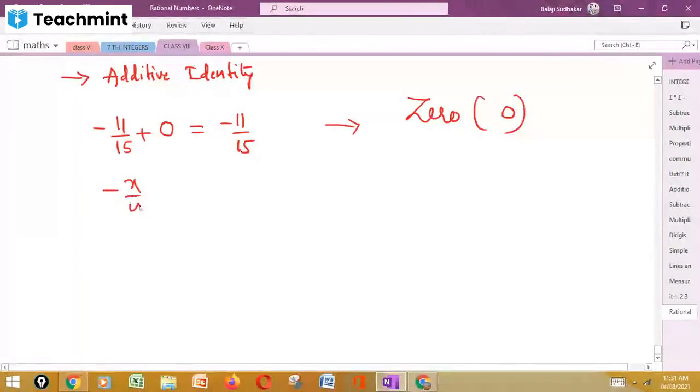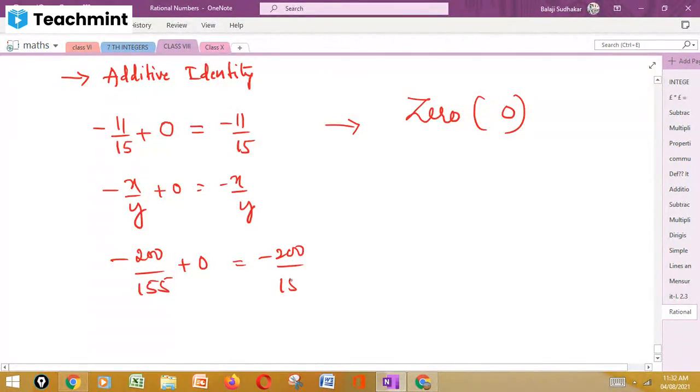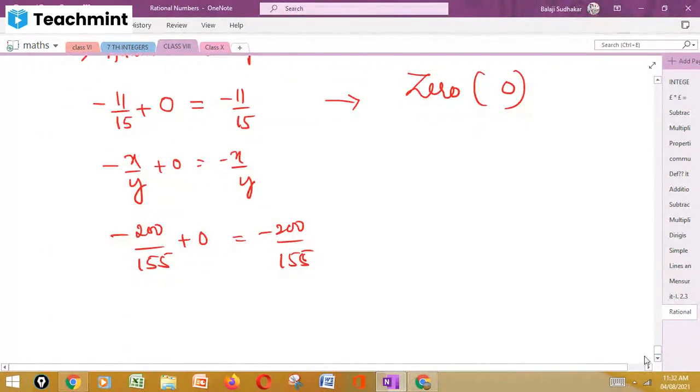Minus x by y, what is the additive identity? 0, sir. Then only we get minus x by y. Minus 200 by 155? 0, sir. Very good. Have you understood the meaning of additive identity? Yes, sir. Whenever you are asked to find the additive identity, you have to find it in this way.